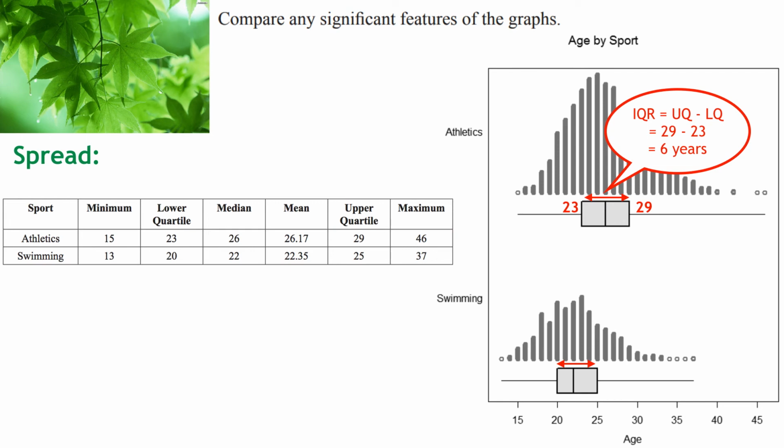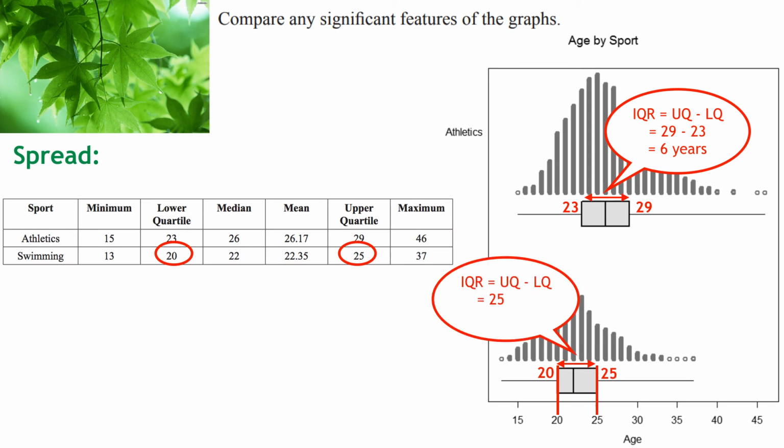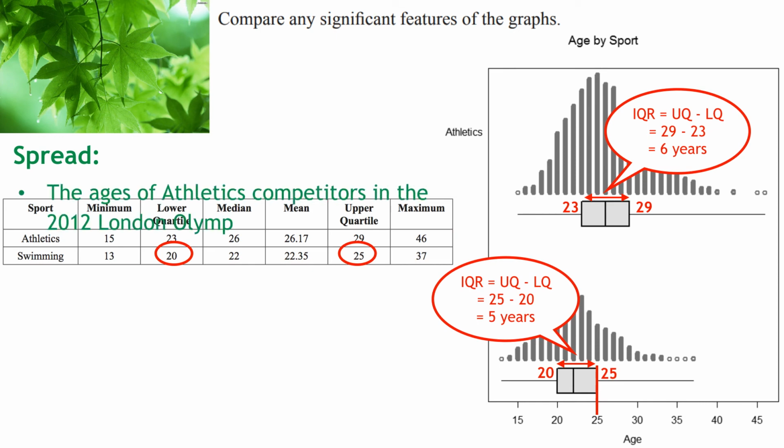Now we're going to do the same process with the swimming and look at what the interquartile range of swimmers is. So I'm going to look at what the lower quartile there is, and that's a lower quartile of 20 years old. Then I'm going to look at the upper quartile, and that's an upper quartile of 25 years old. Then I'm going to find the interquartile range. 25 minus the 20 is 5 years. So now we've found the interquartile range of our swimmers and athletics competitors.